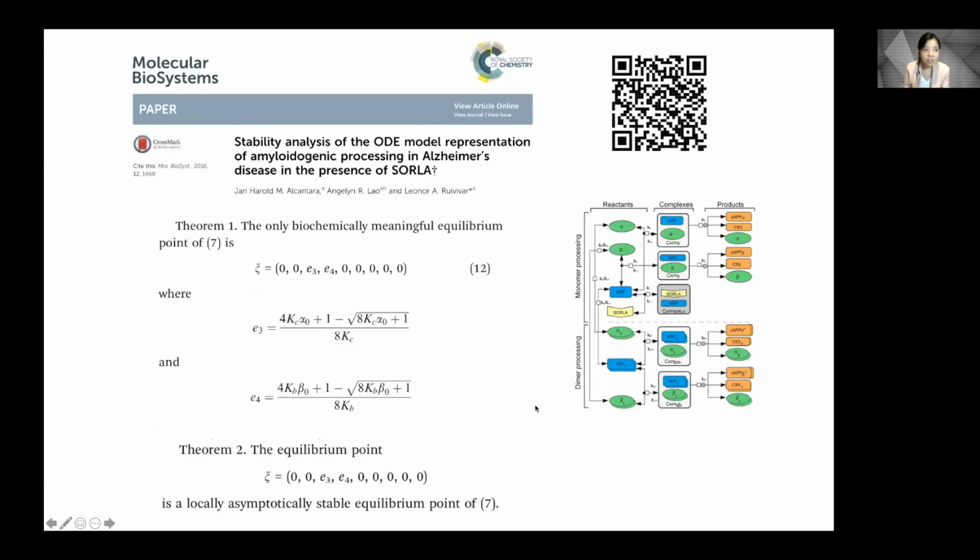And in this study, we performed stability analysis for the ODE model that we built in the first study that I showed earlier. So similar to what I presented earlier, we computed the equilibrium point, and then we identified whether at this given equilibrium point we will have an asymptotically stable system or an unstable system.